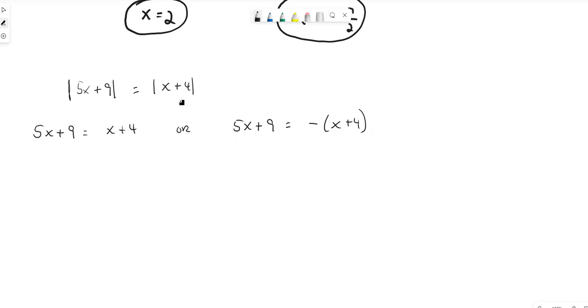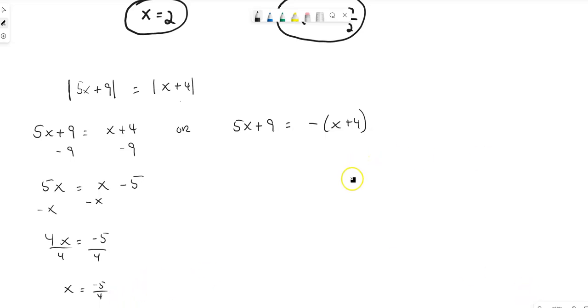2 steps, get rid of a 9 from both sides, and I get 5x equals x minus 5, and then subtract an x from both sides. So I get 4x equals negative 5. When I divide by 4, I get x equals negative 5/4.